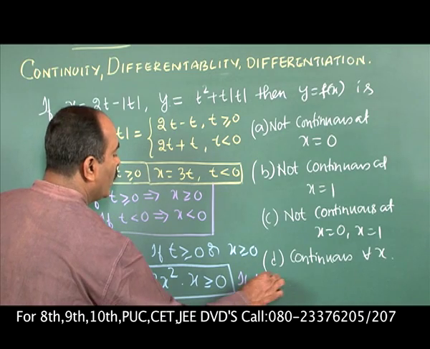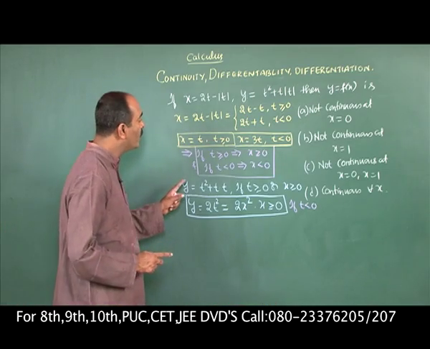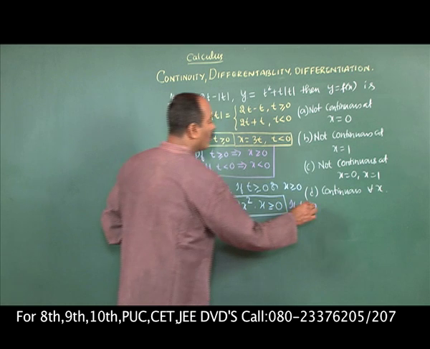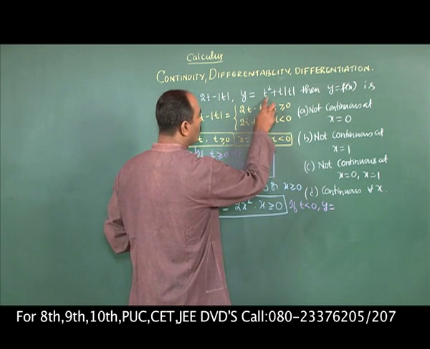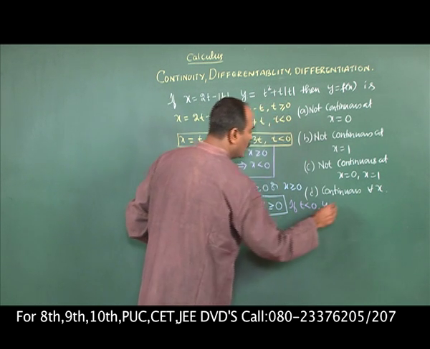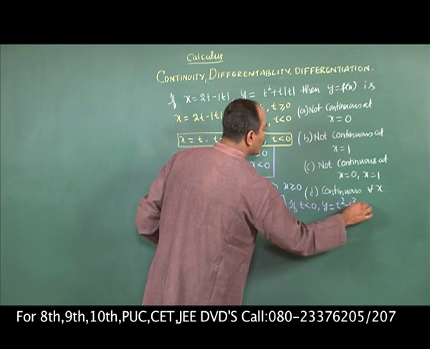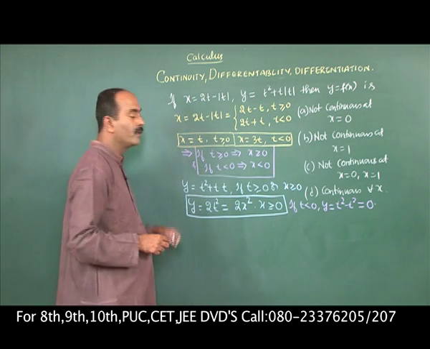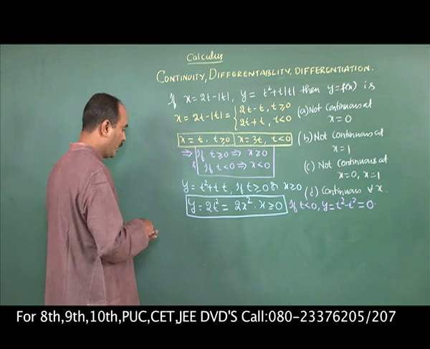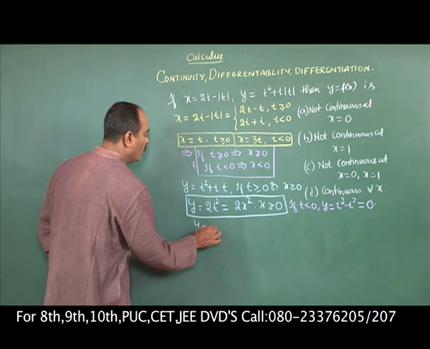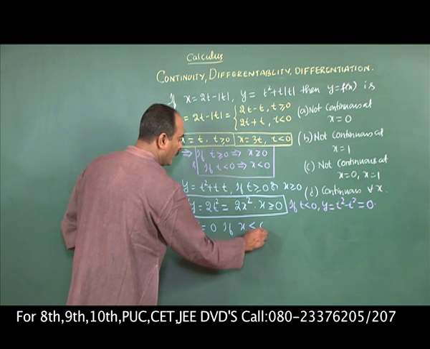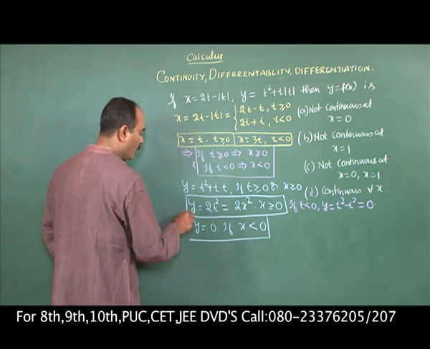If t is less than 0, x is equal to 3t, and what happens to y? y is equal to t square minus t into t. Actually, t square plus t into minus t, that is t square minus t square, that is equal to 0. t less than 0 is the same as writing x less than 0. So I can rewrite this as y is equal to 0 if x is less than 0.